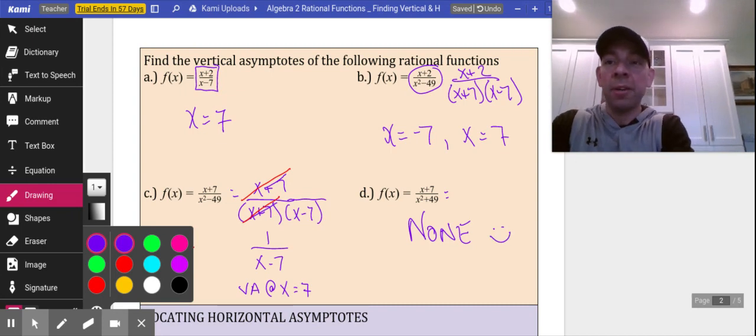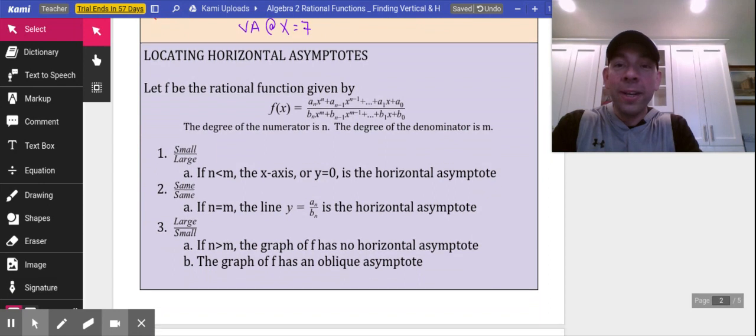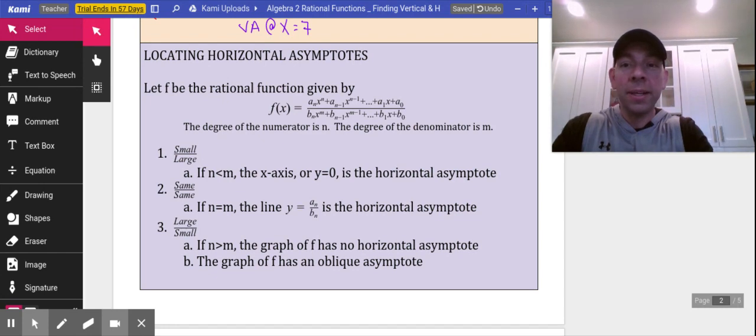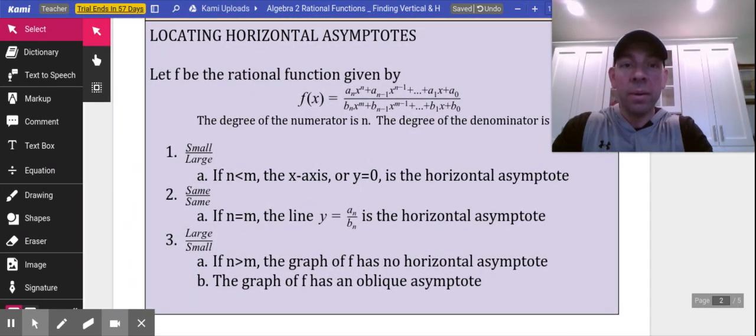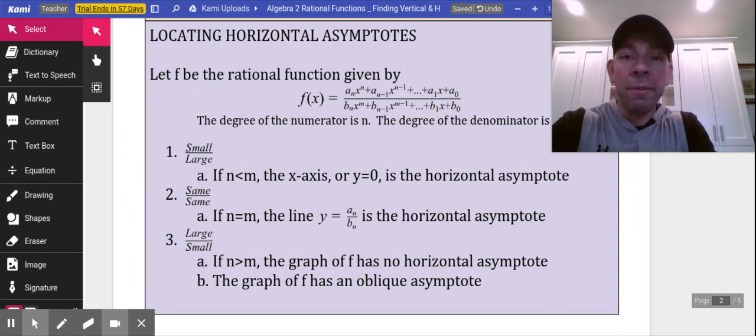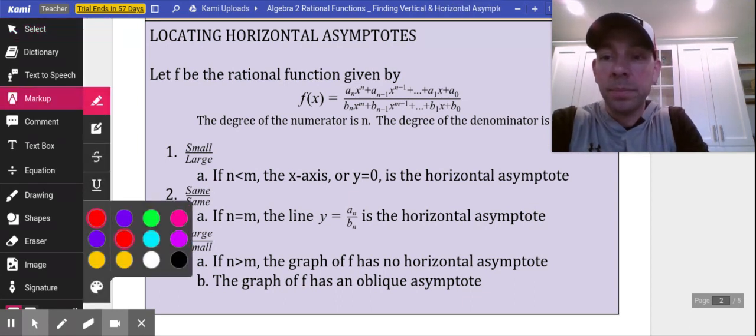It's always nice to have a continuous function. Okay, now this is going to look like the craziest thing you've ever seen, and that's okay. Let's see if I can zoom in just a tad and get this a little bit bigger. All right, hopefully that helps. All right, so locating or finding horizontal asymptotes. Let f be the rational function given by this really, really scary looking bear.